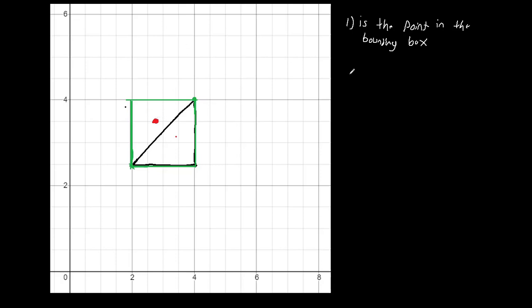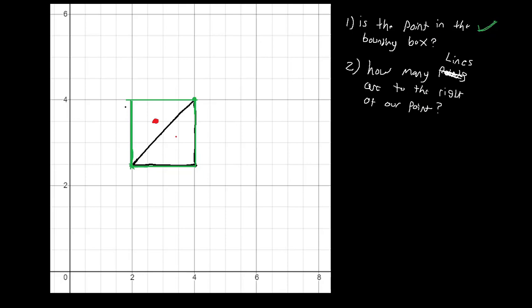So it is inside of our bounding box, and we can check that off. So two, we have to ask ourselves, how many lines are to the right of our point?